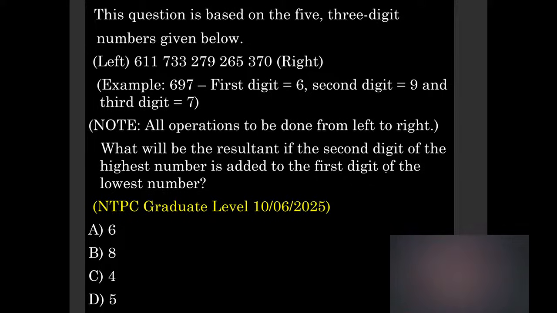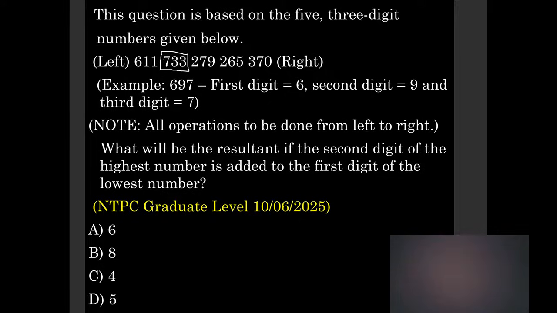Okay, let us check how to solve. The question says that there is a set of 3-digit numbers given from left to right. They only gave the direction towards your left hand side and towards your right hand side. They said that all the operations are to be done from left to right. Now the question is, what will be the resultant if the second digit of the highest number? So first you should take the highest number. The highest number is 733.